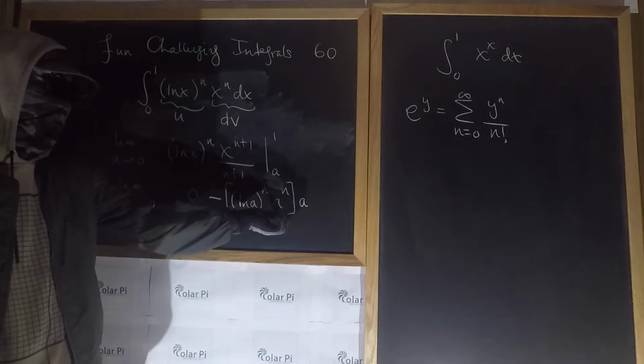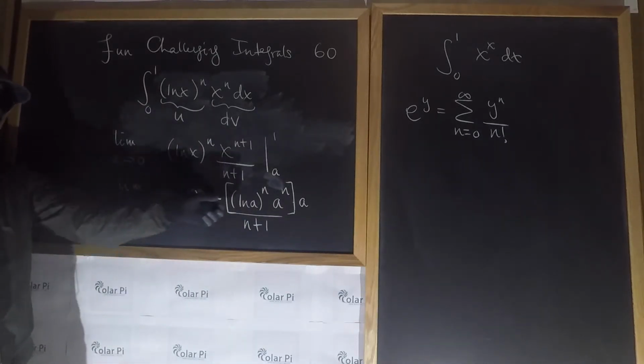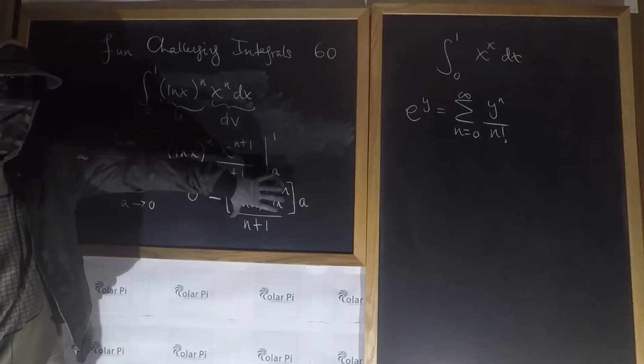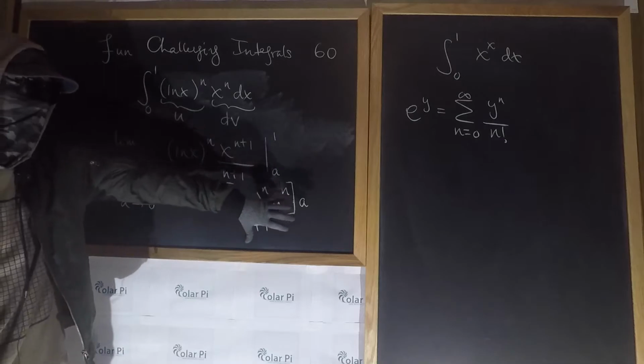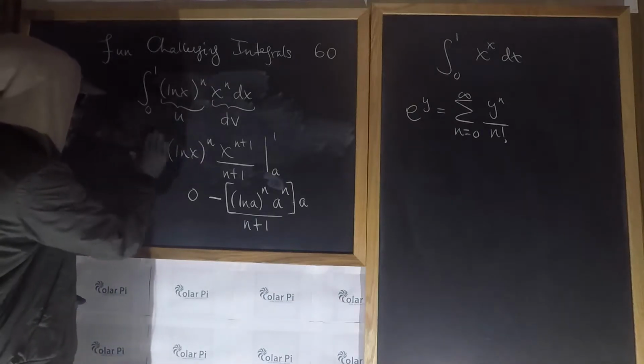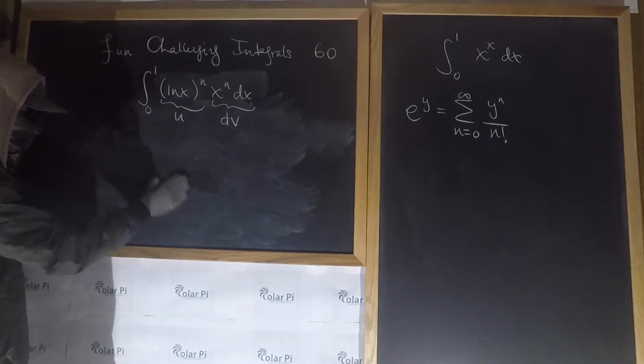So we have 0 times anything. So in the evaluation here, we get 0 minus 0, because again, this limit is 0. And so this whole thing is 0. So the uv part after evaluating is 0. How convenient, because we need the space.